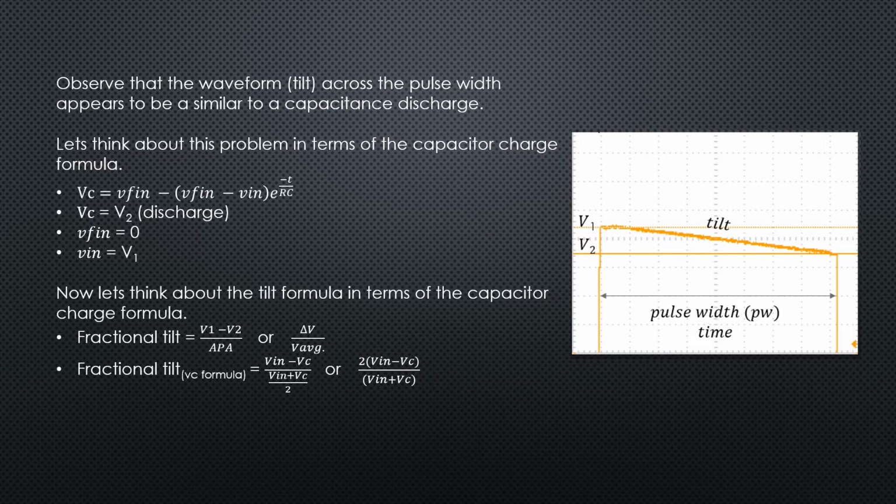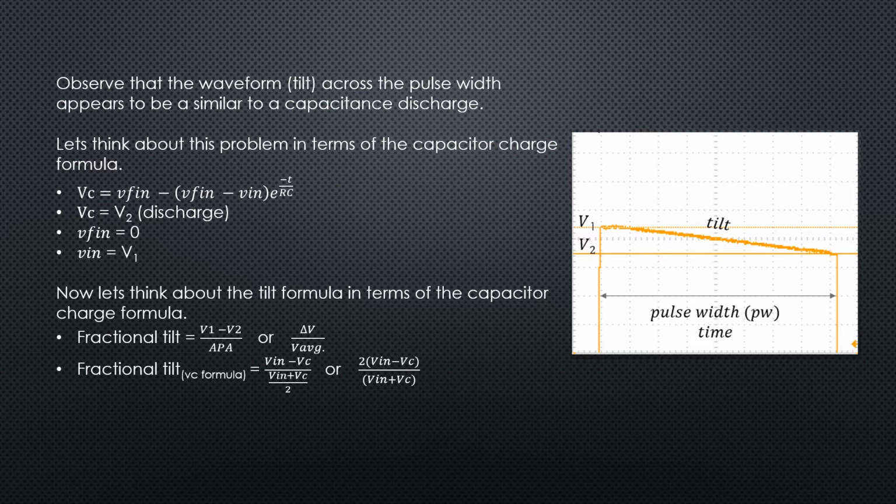Now we're going to take a look at the fractional tilt formula, which is V1 minus V2 divided by the average pulse amplitude, or delta V divided by the voltage average. That gives us our tilt.